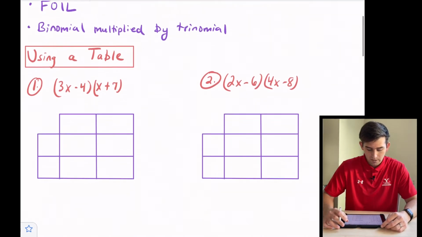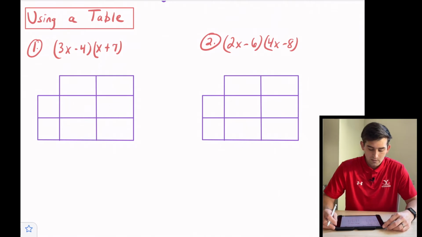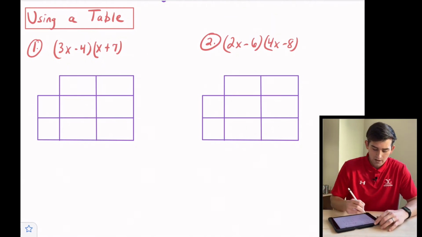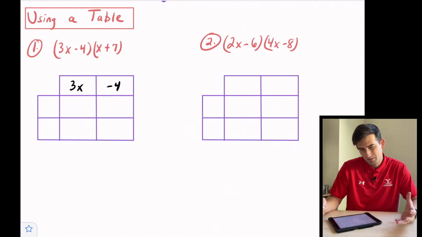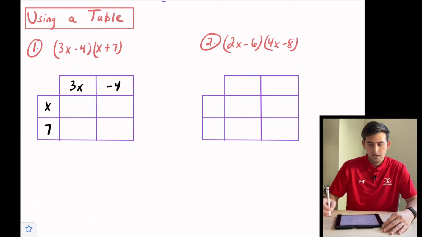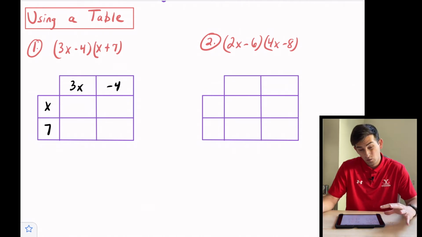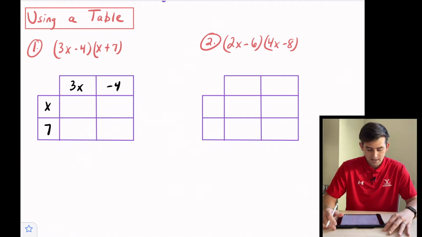Okay, so let's start by using a table. So example number one, we're going to see 3x minus 4 times x plus 7. So we see our table set up here. Along the top, we're going to write the terms from one of our binomials. It really doesn't matter which one. And then along the side, we're going to write the terms for the other binomial. Okay, so make sure we get the signs correct. 3x is positive, 4 is negative, x is positive, and 7 is positive.